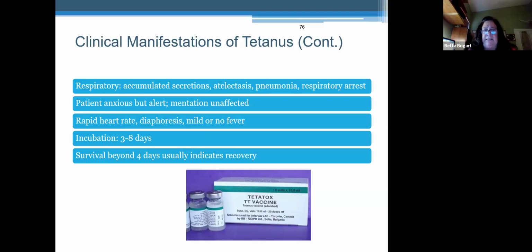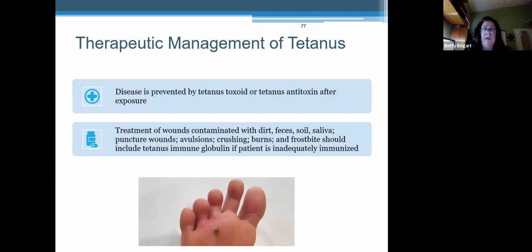We're going to paralyze and sedate them, and we're going to be giving tetanus vaccines in order to get these children out of this tetanus thing. Now, if we get them out to day 4, they usually will make it. So you can imagine 4 days of real hard work. So how do we prevent tetanus?